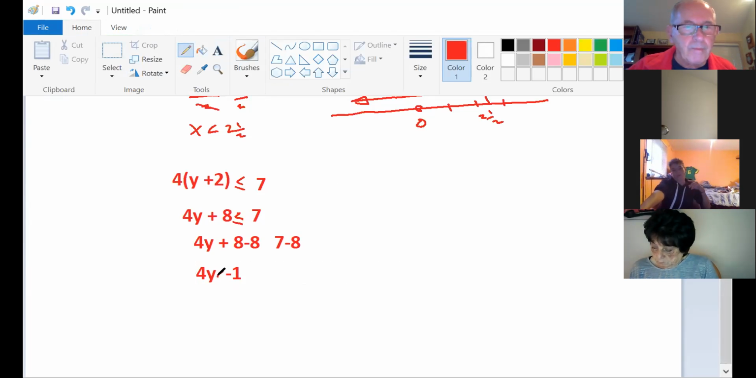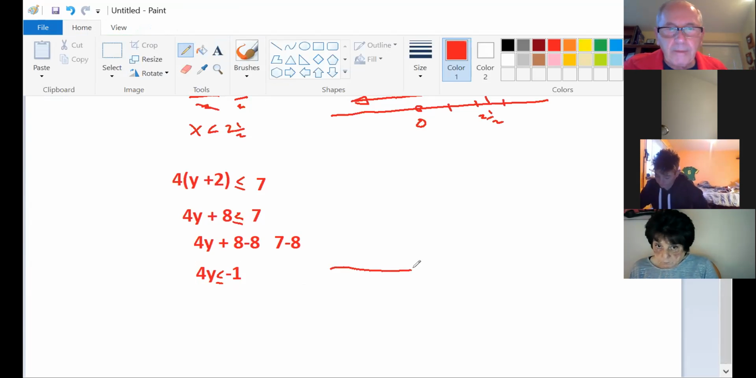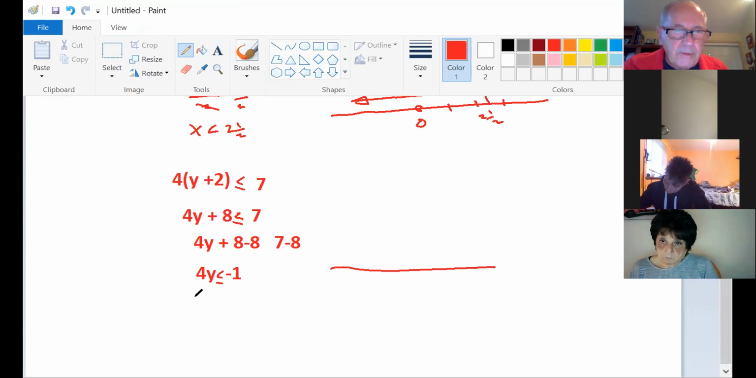Less than or equal. And I say, okay, put that on a number line. What's that going to look like? Well, I'm not done yet, am I? So I have to divide by 4 on both sides. So when the dust settles, I'm going to get y is less than or equal to minus 1/4, right? Minus 1/4. Put that on a number line.